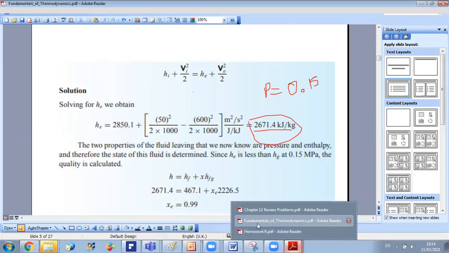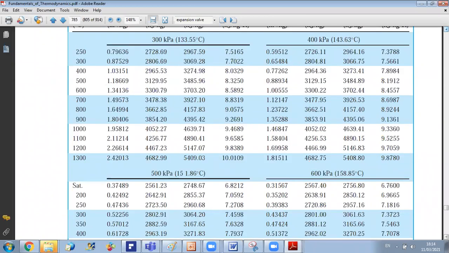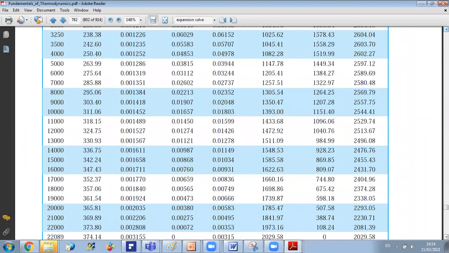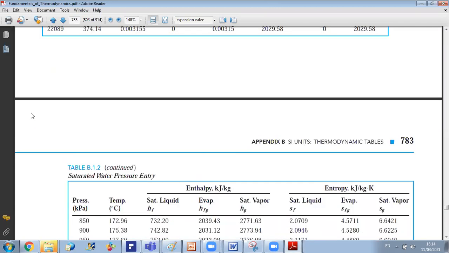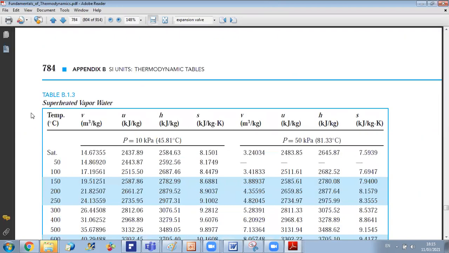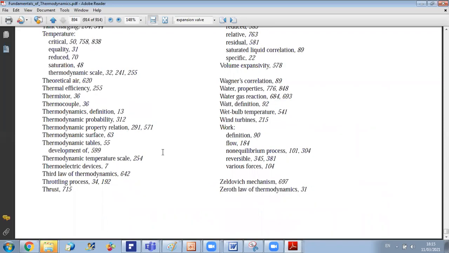Okay, so let us look for the saturated tables and search for the pressure entry. Here we should go to the pressure entry because we don't know the temperature. So I will go to saturated water, pressure entry. My pressure is 150 kilopascal. So let us look here.